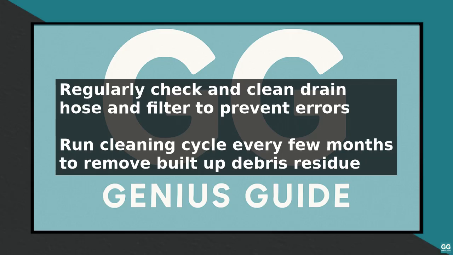By following these steps, you should be able to fix the Bosch washing machine error code F17 and get your machine running properly again. Remember to always refer to your user manual for specific instructions on how to access and clean the drain hose and filter on your particular model. Regular maintenance can help prevent errors and extend the life of your washing machine.